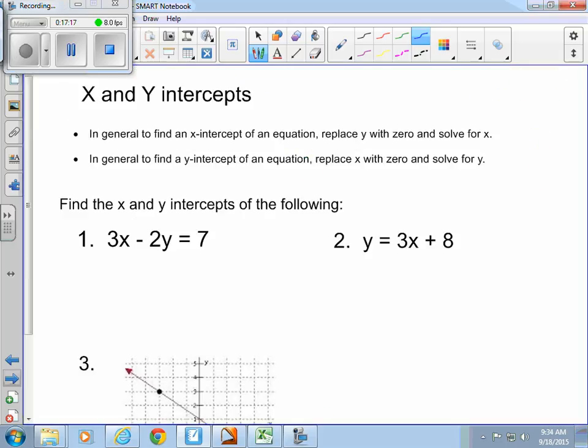X and Y intercepts. We talked about this a little bit over here. To find an x-intercept in an equation, we're going to replace the y value with 0 and solve for x. To find a y-intercept, you're going to replace x with 0 and solve for y. Now, if it's in slope-intercept form already, the y-intercept's just b, so we can just see it. But this is a more general way to find the y-intercept, and it makes it easier if it's not in slope-intercept form.